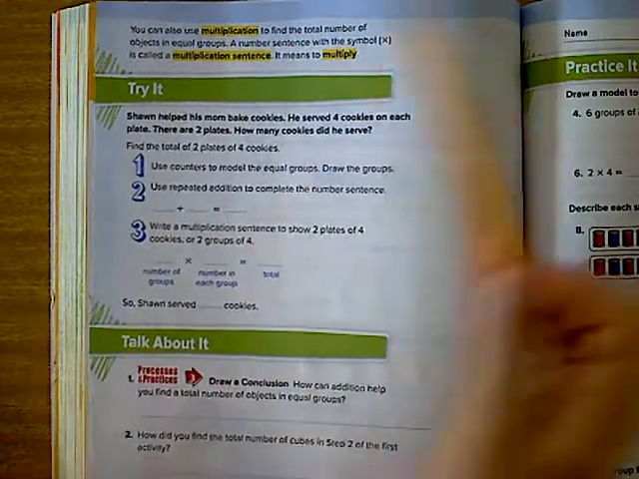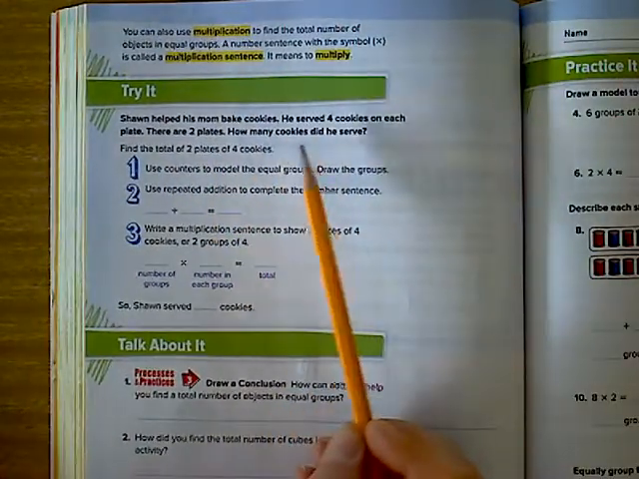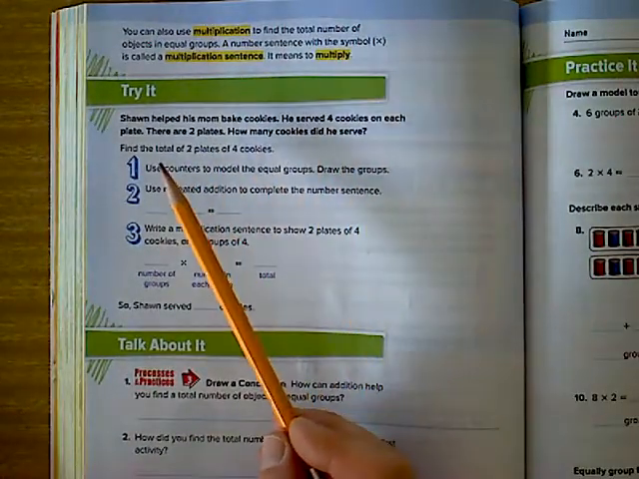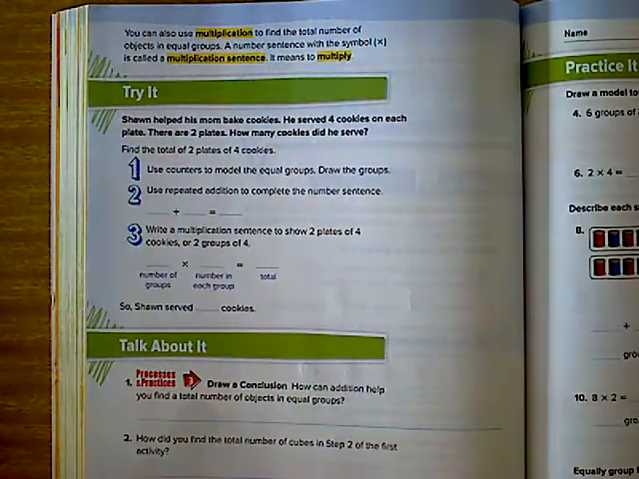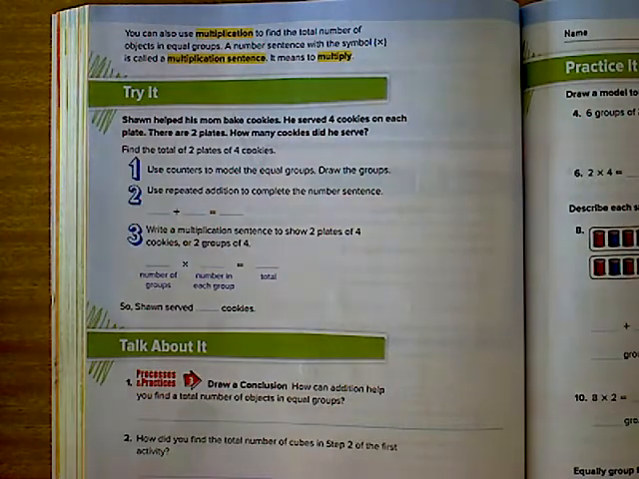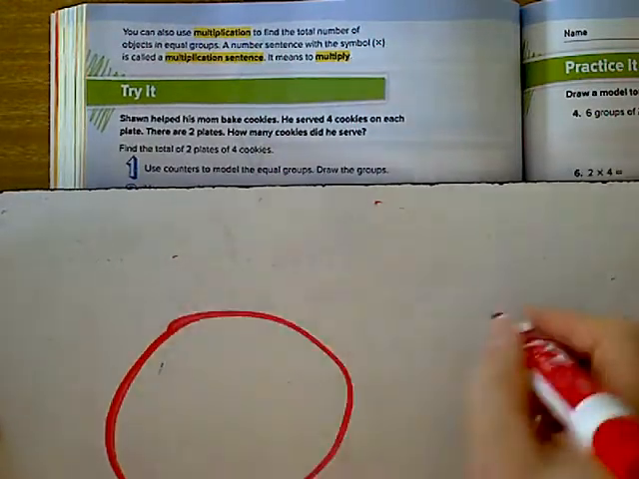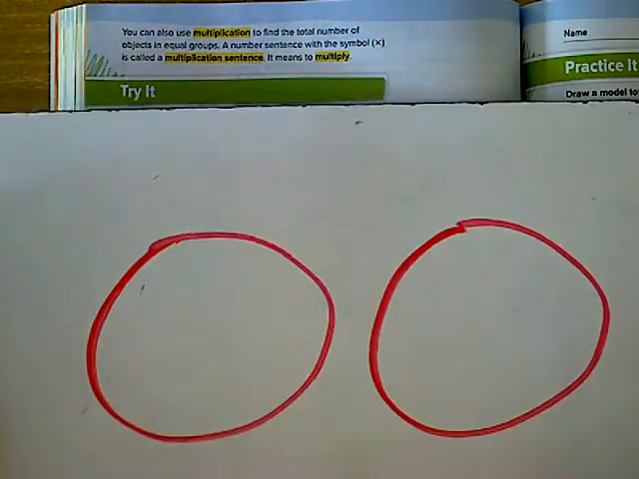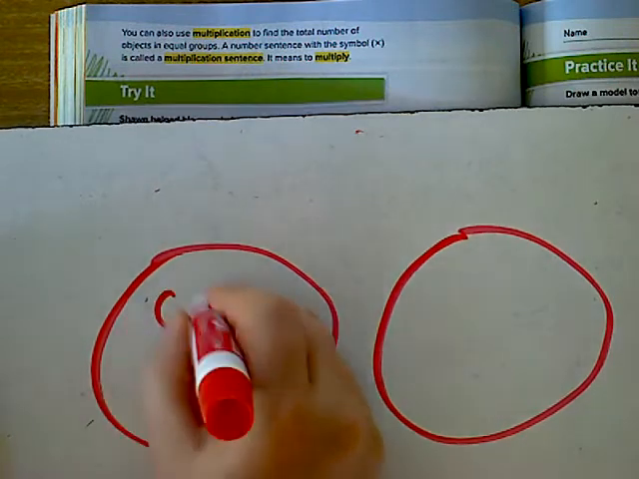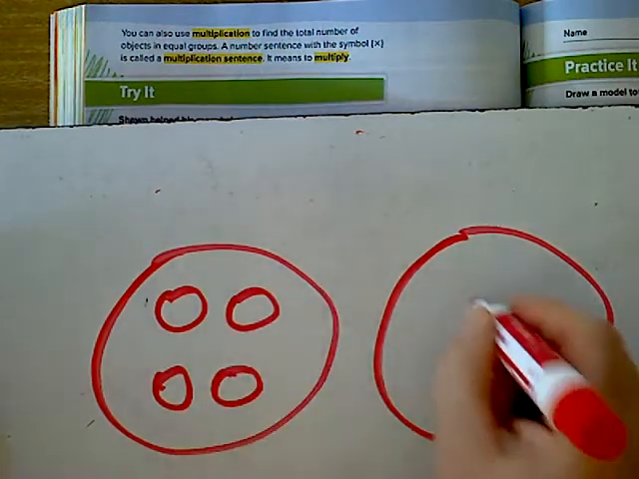All right, let's look at this one. Sean helped his mom bake cookies. He served 4 cookies on each plate. There are 2 plates. How many cookies did he serve? Well, first, I'm going to model that. All right. So it says there are 2 plates, and there's 4 cookies on each plate. So I'm going to make a plate and a plate. Okay. Now I'm going to make 4 cookies on each plate.